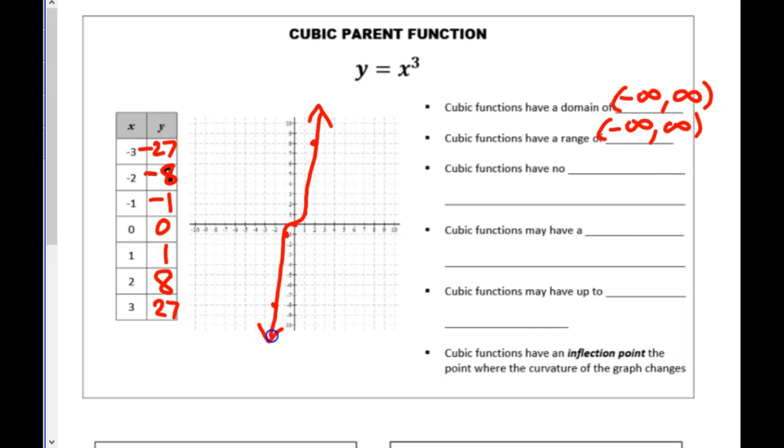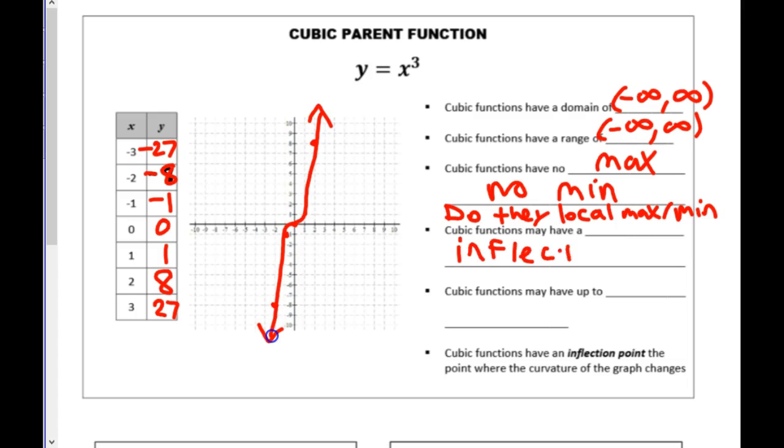Now, cubics have no max and no min. Like, in the sense of, there's not one max or one min. They do have local ones. We're going to talk about that on the notes. But there's no ultimate max or no ultimate minimum. It goes forever. Okay, they may have an inflection point. Okay, I know it kind of says that down here. It does have an inflection point. And then cubic functions may have up to 3 roots or x-intercepts.